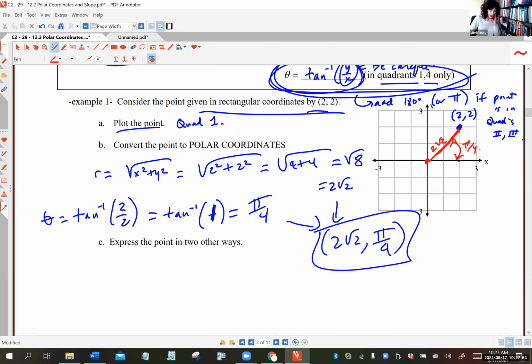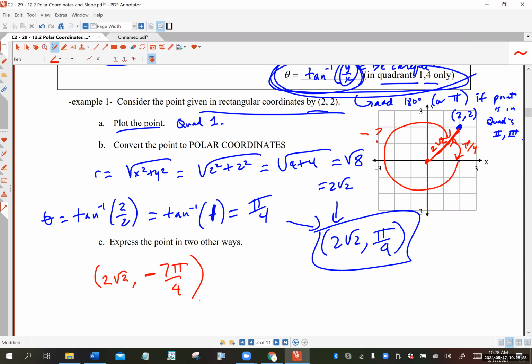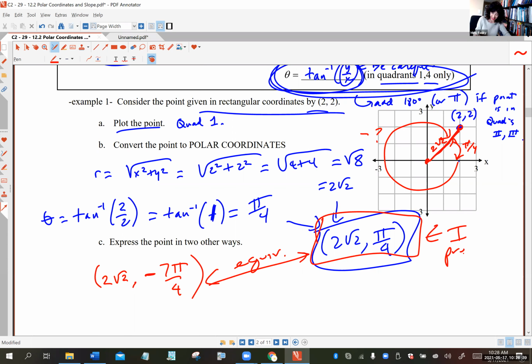So they want us to express the point in 2 other ways. So you're probably going to think I'm weird here, but what's another way of expressing pi fourths? Like if I had to give, what is this angle here going around the opposite direction? It's negative what? Negative something. What's that angle? Anybody know? Negative 7 pi over 4. It's that. So these are equivalent. They're just saying it's the same point. I prefer this one because it's easier to understand. I don't usually think about negative 7 pi fourths.